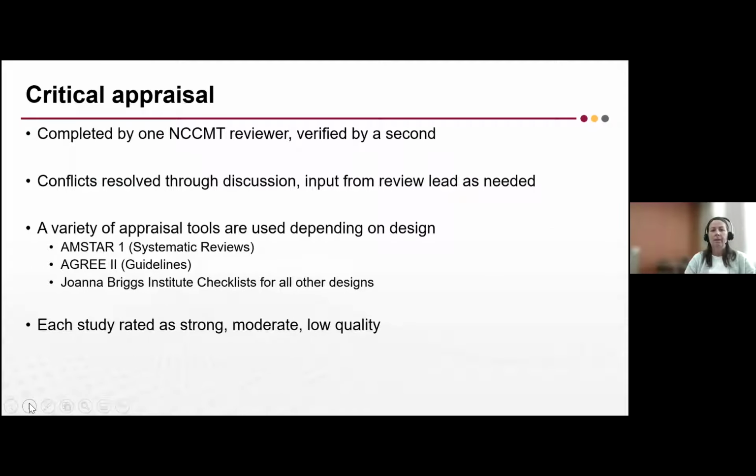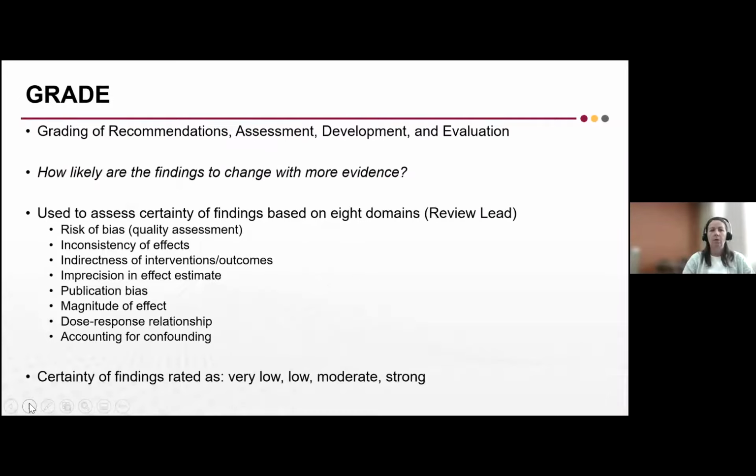to do the synthesis. So in doing the rapid review this quickly, there are definitely some trade-offs in terms of we can't do everything that would normally be done in a very rigorous systematic review. And so our decisions were, we absolutely did critical appraisal almost 100% of the time, but that was completed by one reviewer and verified by a second, as opposed to having 2 independent reviewers. Resolved conflicts through discussion or brought in the review lead as a third person if needed. We used a variety of existing appraisal tools to assess the quality of the evidence. And then we finally rate each study as strong, moderate, or low quality.